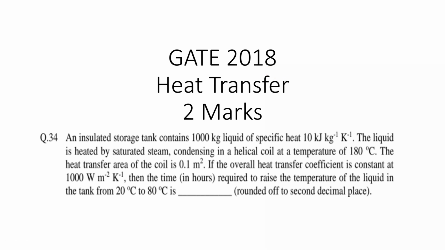From GATE 2018 heat transfer for 2 marks. An insulated storage tank contains 1000 kg liquid of specific heat is this. The liquid is heated by the saturated steam condensing in a helical coil at a temperature of this. The heat transfer area of the coil is this.